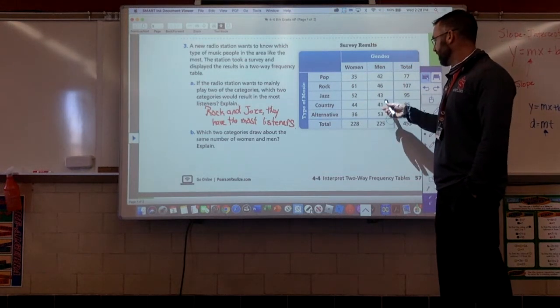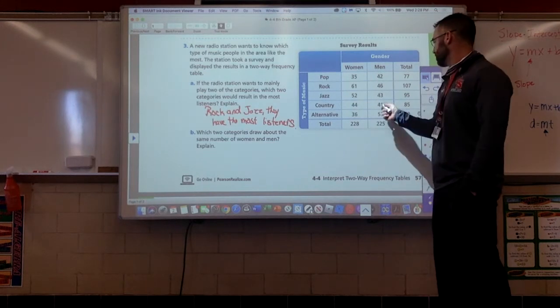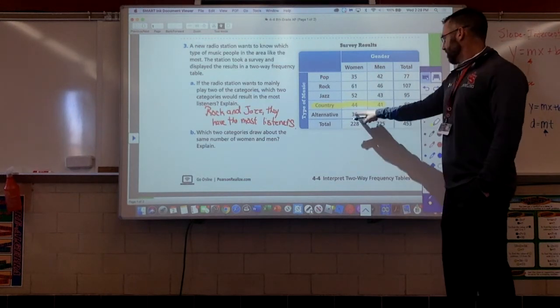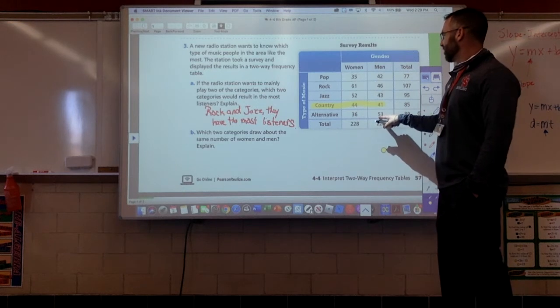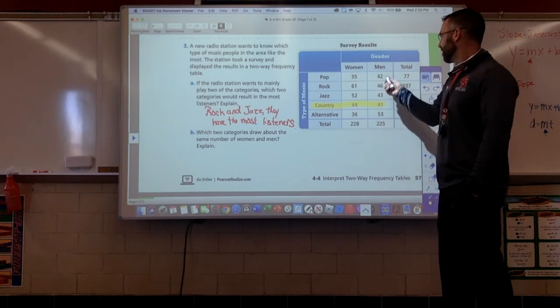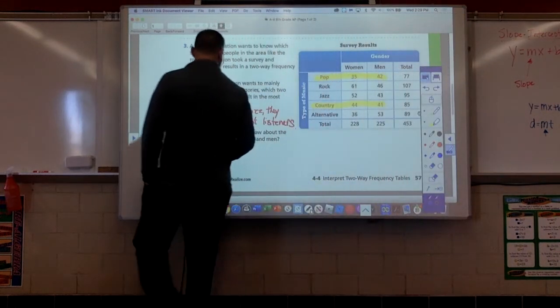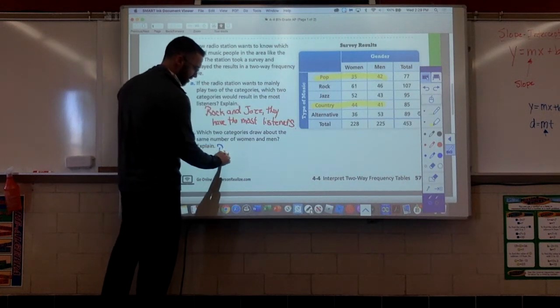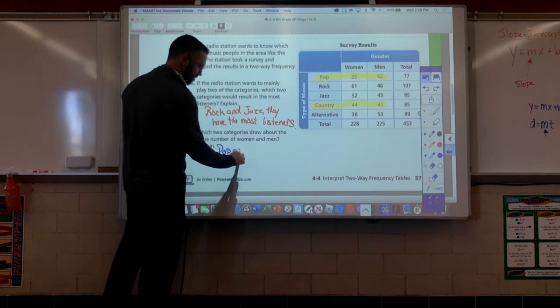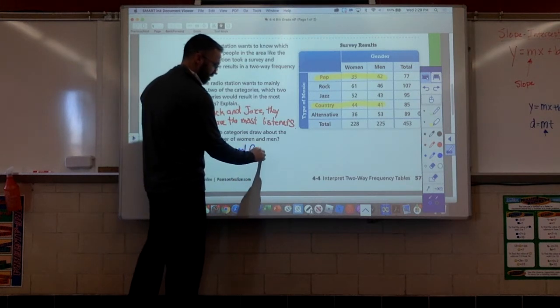44 and 41. That one's pretty darn close. 36 and 53? No, there was one that was closer. I'm going to have to go with those two. Those are only 7 apart, people. Do a little bit of subtraction there. Okay, pop and country. Those are the ones that are the closest. Pop and country. Why?